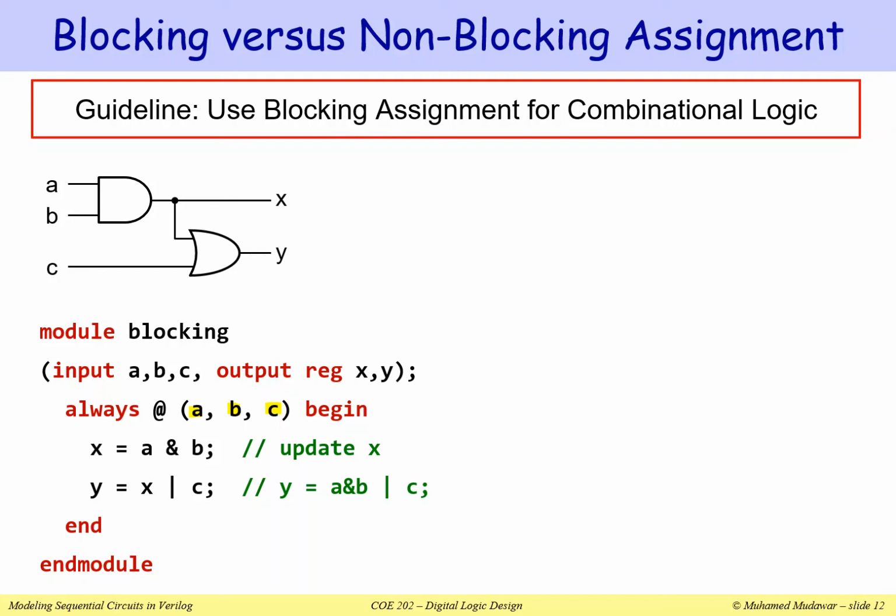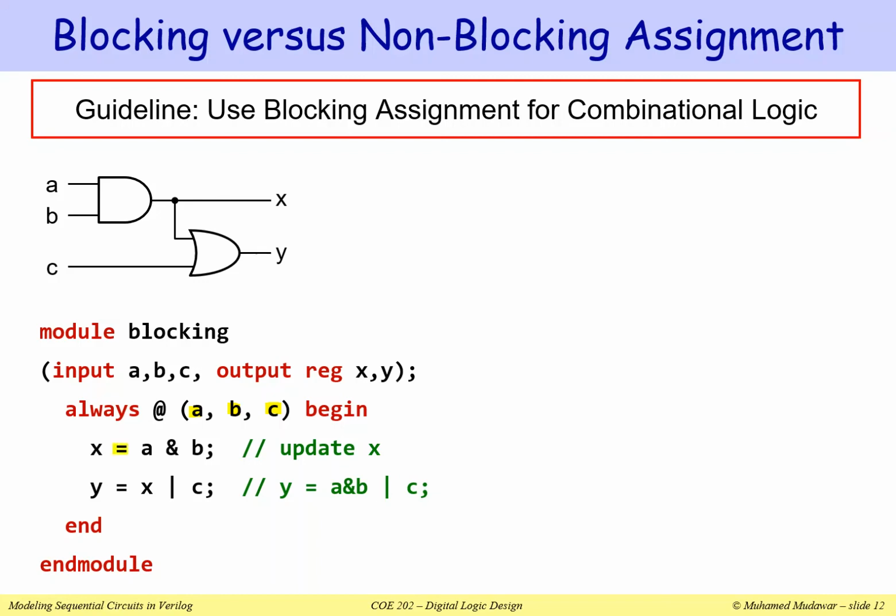If there is any change in the inputs A, B, or C, in any signal, we trigger the execution of this always block. So the value of X becomes A and B, and the value of Y becomes X or C. Notice that here X is already A and B. So first we assign to X, and then we use the value of X, which is A and B, in the second expression. So it will be A and B or C. That will be the value of Y.